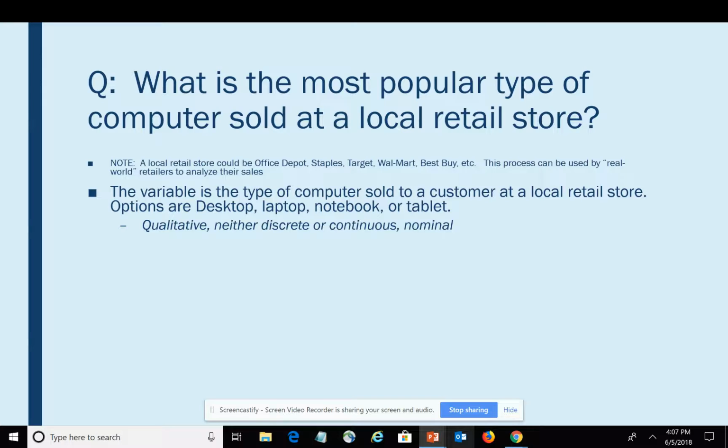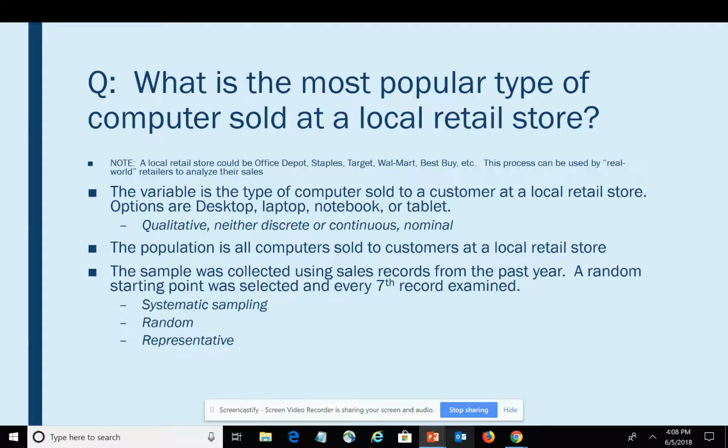Again, hopefully it's obvious that those are words or phrases, which means we are collecting qualitative data, which is neither discrete nor continuous, and it's also nominal. Again, a desktop is not necessarily better than a laptop. The population is all computers sold to customers at a local retail store. The sample was collected using sales records from the past year. A random starting point was selected and every seventh record examined.